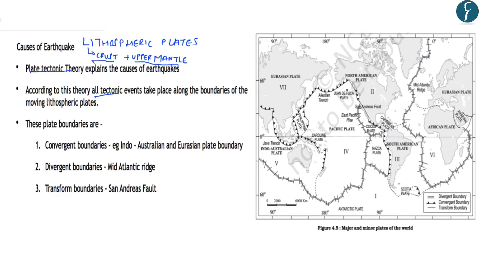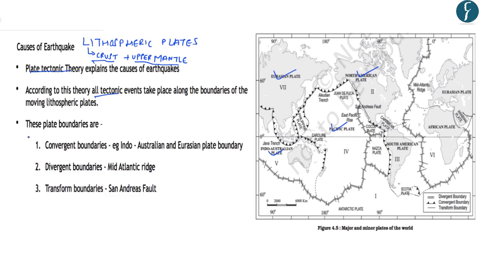Now as can be seen in this map, the Earth's surface has been divided into major plates and minor plates. And some of these major plates are the Eurasian plate, the North American plate, the Pacific plate and the Indo-Australian plate. So according to the plate tectonic theory, the earthquakes happen at the boundaries of these plates. And these boundaries are created because of the movement of these lithospheric plates. Now as these plates are moving, there are three types of plate boundaries that are formed.